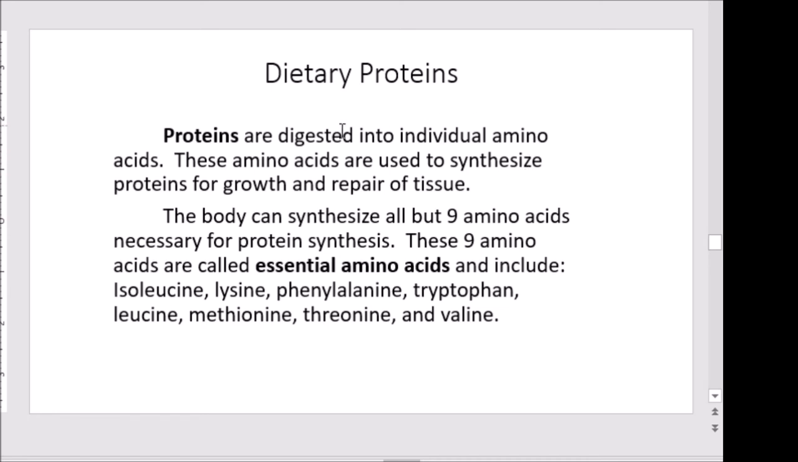All right, so dietary proteins, so when we eat these, they come back down into amino acids, and we can synthesize all but 9 amino acids. And so when they are called essential, that means we can't make them. So you have to be careful, because the essential amino acids are things that we have to have that we can't make. Our body cannot make these.